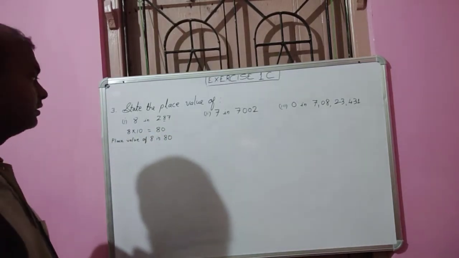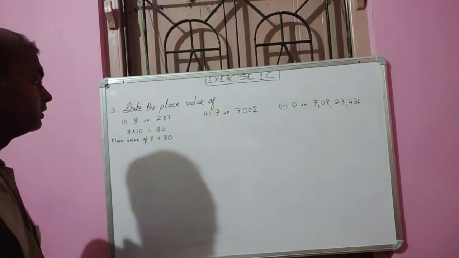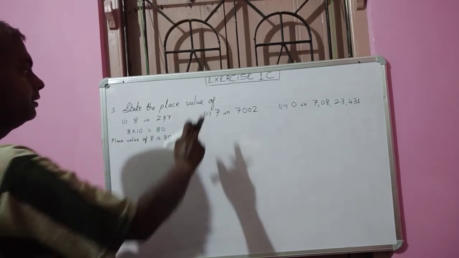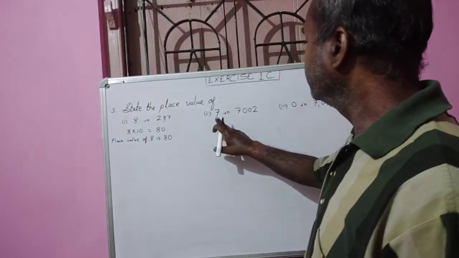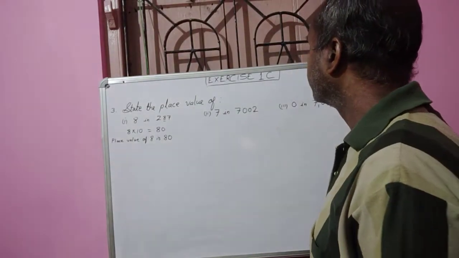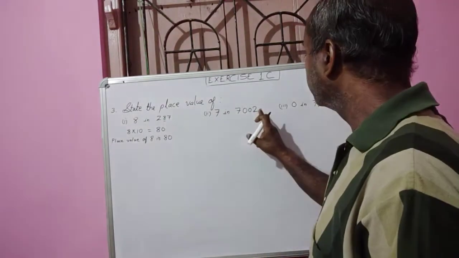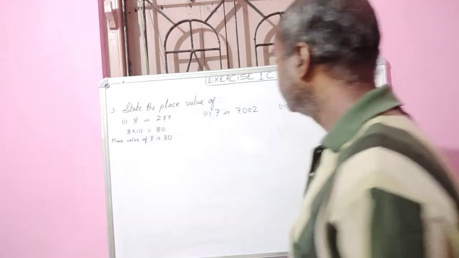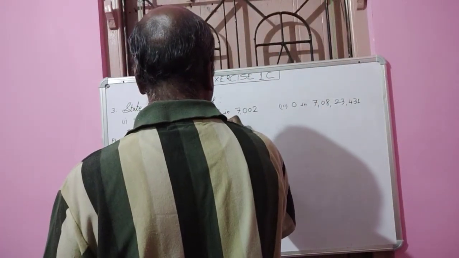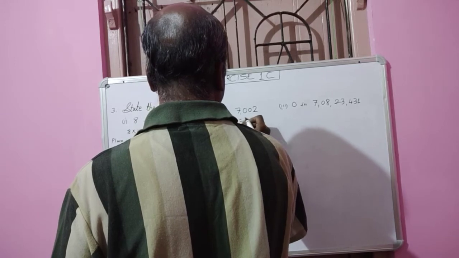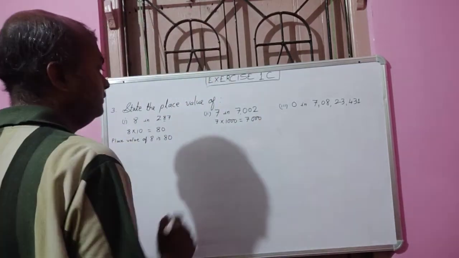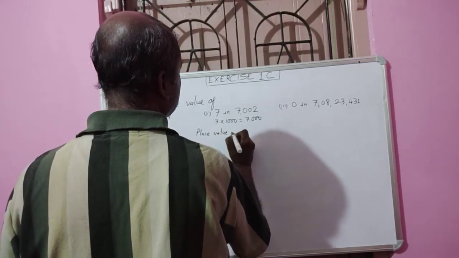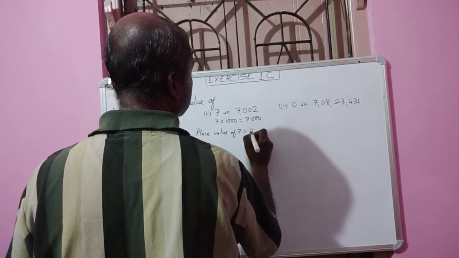Whichever position it is in, you have to multiply that number with that particular position. So 8 is in 10's position, so I am multiplying 8 with 10. Similarly here, they have asked for the place value of 7 in this particular number. So now 7 is in which position? Count. 1's, 10's, 100, 1000. 7 is in 1000's position. So 7 multiplied by 1000 is 7000. So the place value of 7 in this particular number is 7000.